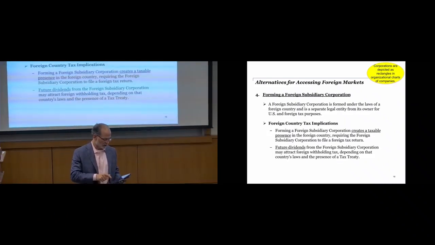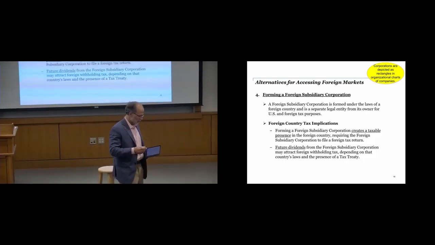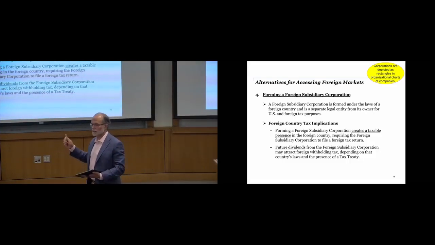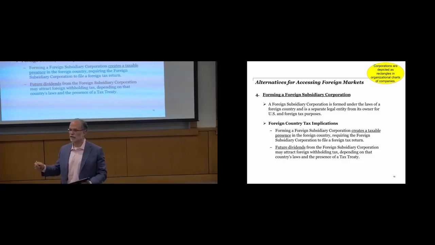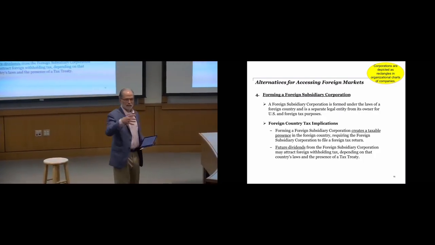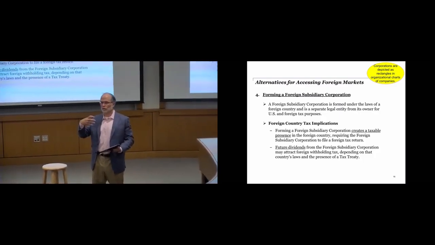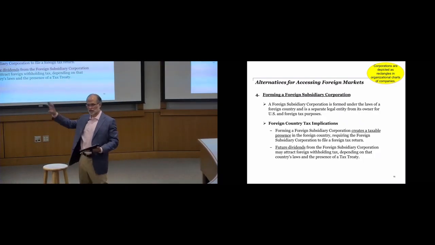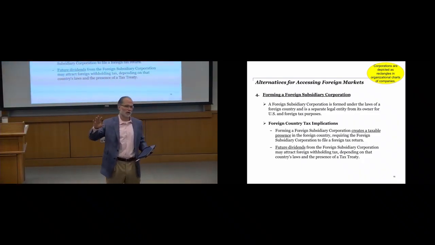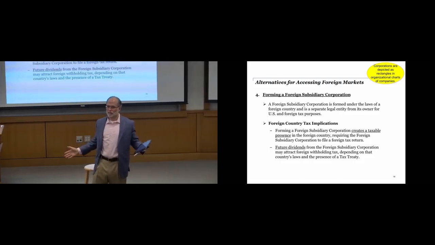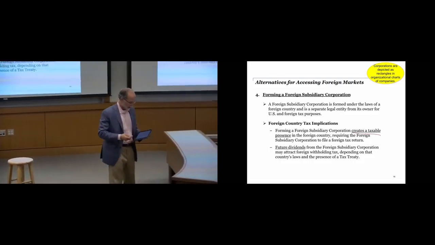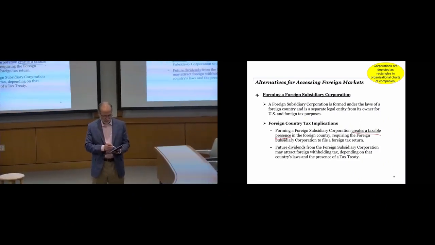So a foreign subsidiary corporation is formed under the laws of a foreign country. It's a separate legal entity from its owner for U.S. and foreign tax purposes. Right? So it's the same thing as forming a domestic corporation in the United States, but you just have to do it under foreign law. And every corporation that I'm aware of in the world is a separate taxpayer. Right? And by virtue of doing that in a foreign country, you create a taxable presence per se.